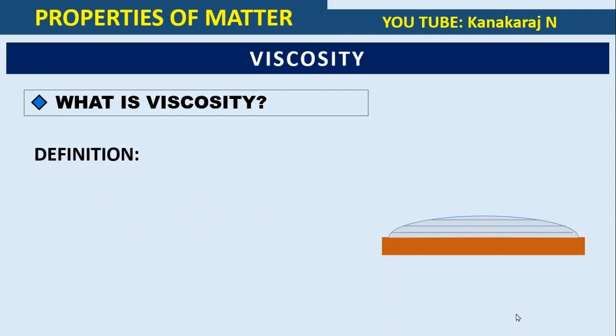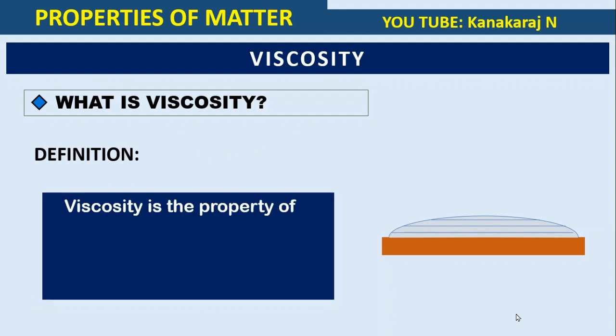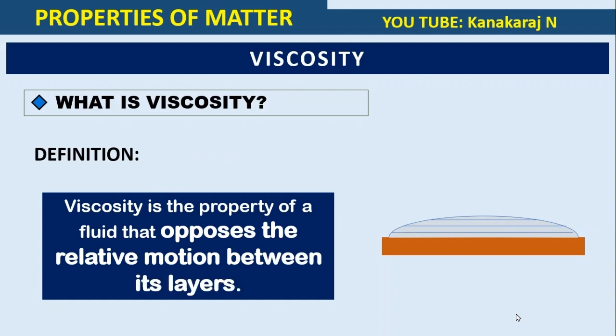Definition. Viscosity is the property of a fluid that opposes the relative motion between its layers.